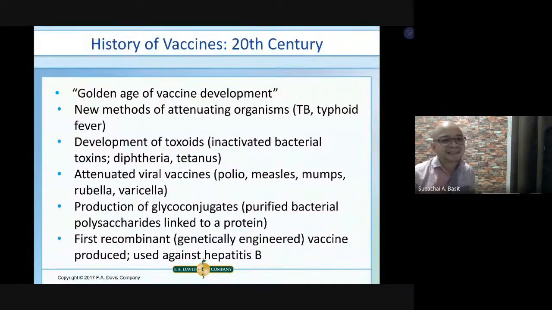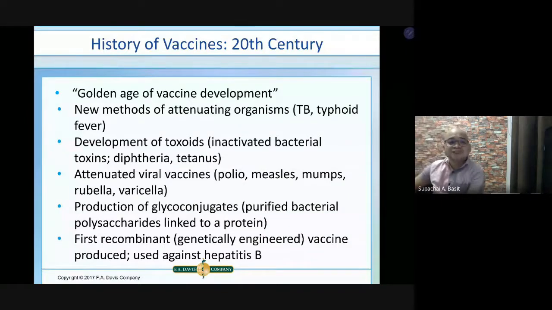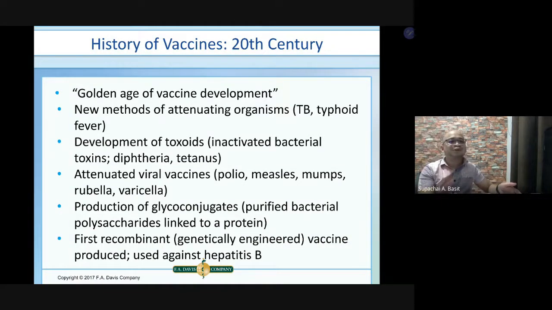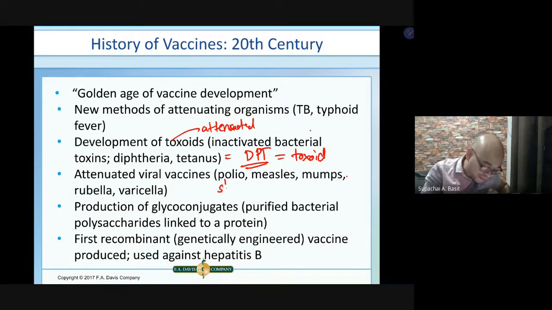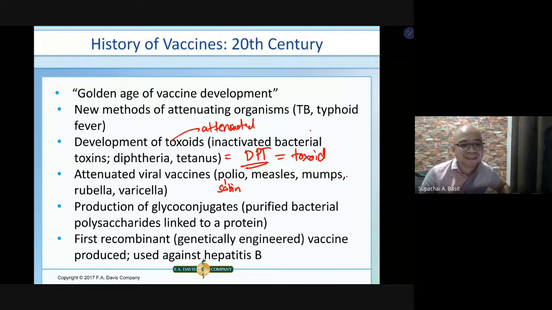The 20th century is considered the golden age of vaccine development because we now have new methods of attenuating organisms, such as for TB and typhoid fever. We also developed toxoids. Toxoids are attenuated or inactivated bacterial toxins, usually from toxigenic bacteria, and usually we use them for diphtheria, pertussis, and tetanus. This is one of the best examples of toxoids. We also produced attenuated viral vaccines, such as polio, the Sabin vaccine, measles, mumps, rubella, and varicella.